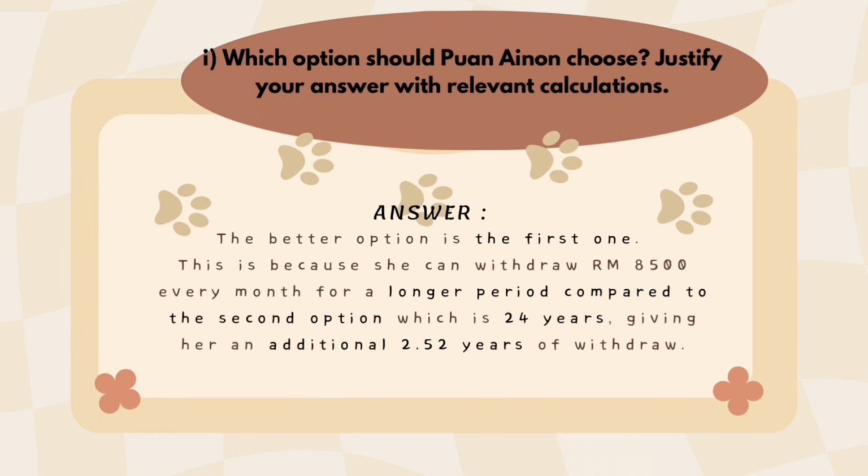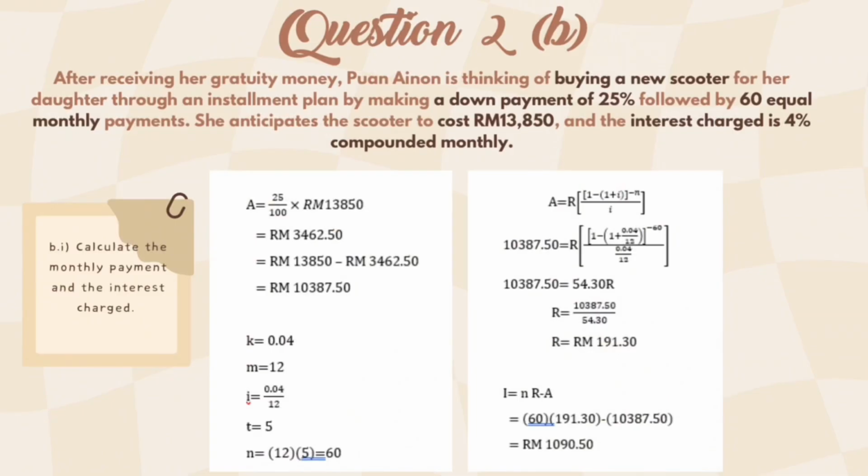This is because she can withdraw RM 8,500 every month for a longer period, 26.52 years, compared to the second option, which is 24 years.